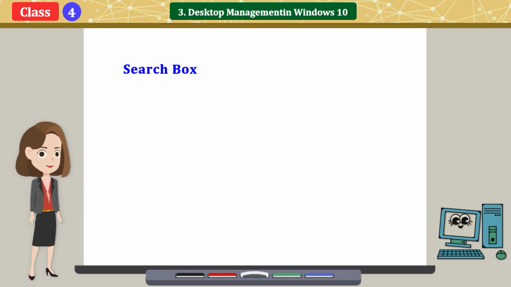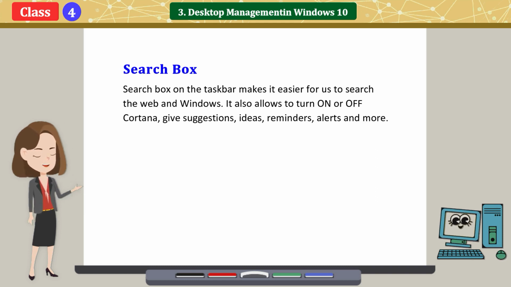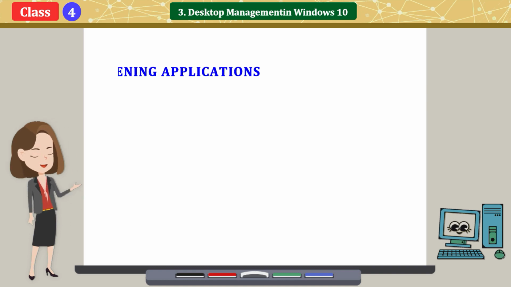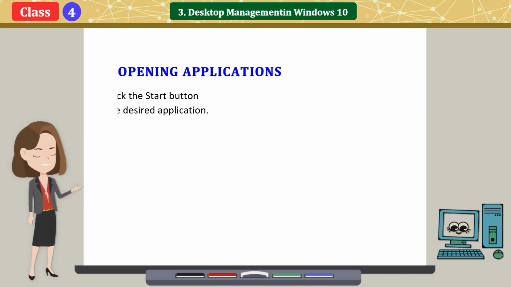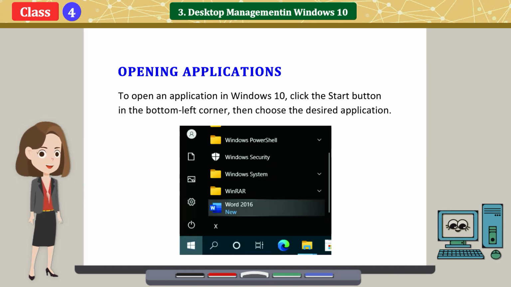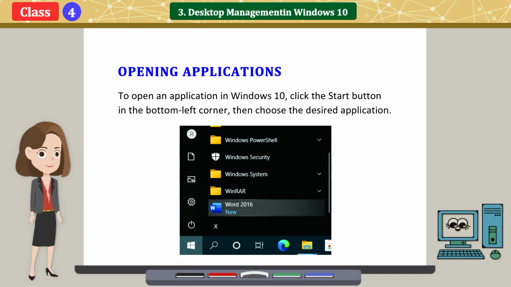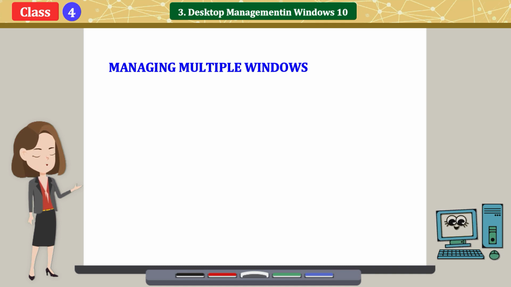Search box. Search box on the taskbar makes it easier for us to search the web and Windows. It also allows us to turn on or off Cortana, give suggestions, ideas, reminders, alerts and more. Opening applications. To open an application in Windows 10, click the Start button in the bottom left corner, then choose the desired application. Managing multiple windows.